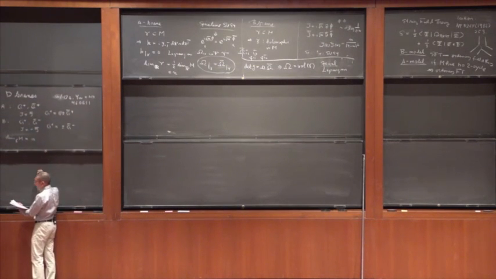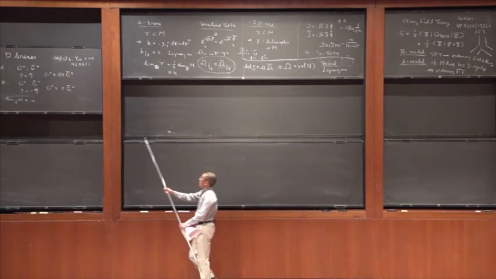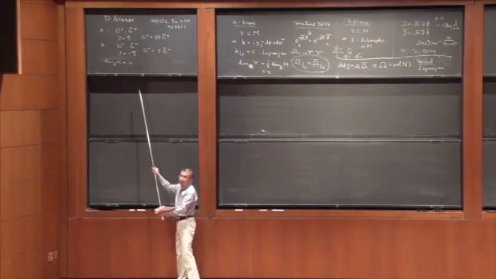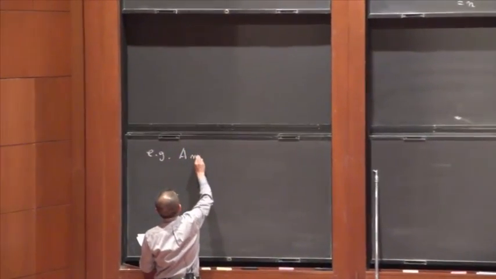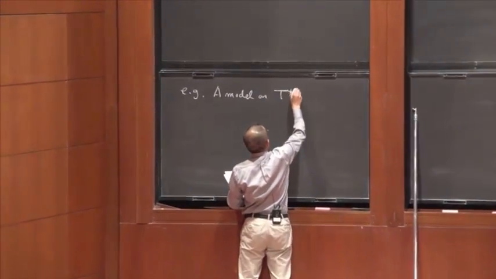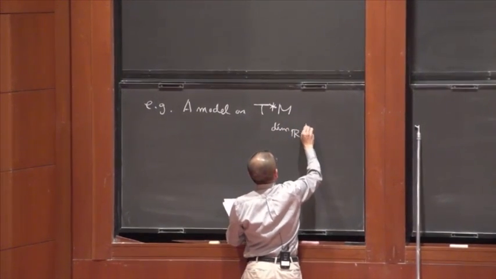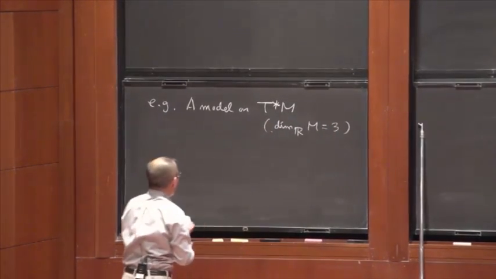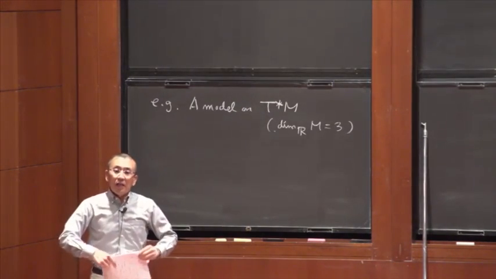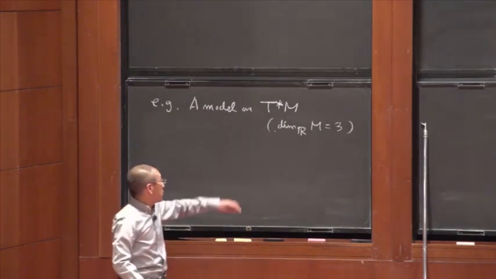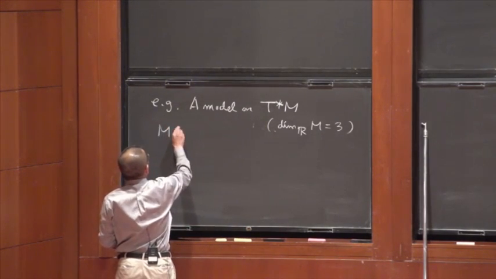So let's consider, say, the A model on the cotangent space of some three-dimensional manifold. Let me get back to the case when the complex dimension of the Calabi-Yau is 3. So let's consider the A model on the cotangent space of some manifold M, where the real dimension of M is 3. Okay? So obviously, this must be the case that you are familiar with in dynamical systems. If you have a dynamical system for the motion on the manifold M, the phase space would be the cotangent space of M, where the cotangent direction is the momentum. So clearly, M is then Lagrangian.